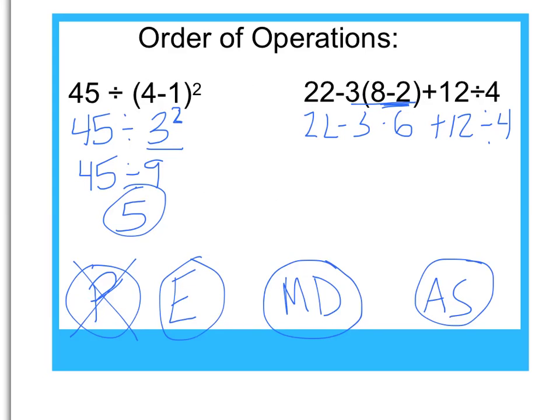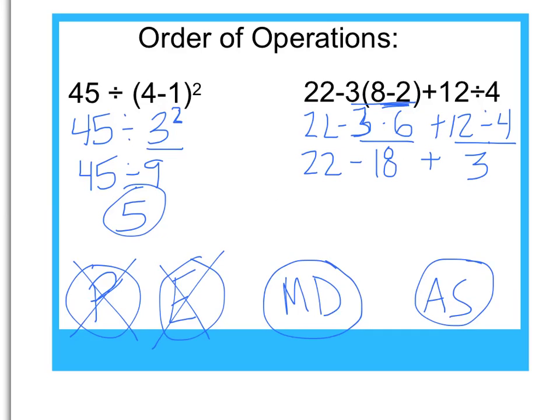I still have a lot of things going on in my question. I do not, however, have any exponents, so I'm going to skip that step. Multiplication and division. I notice I have a multiplication problem and I have a division problem. These should be done in order from left to right. So I am going to do my multiplication first because it's on the left. That's 18. And my division problem next, which is 3. I'm going to rewrite the rest of it. 22 minus 18 plus 3.